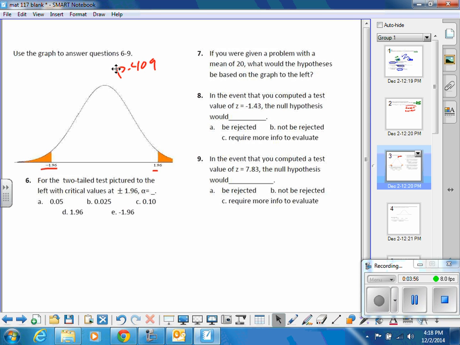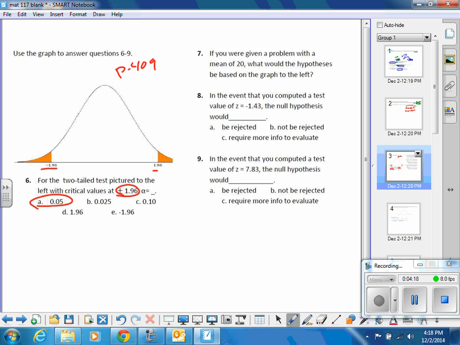Now, this is asking for a two-tailed test pictured here. They tell you the critical values. So you need to figure out which alpha corresponds to a two-tailed 1.96 critical value. If you look at the chart in the back, you'll find out that it would be this 0.05 alpha. If you look at the chart on page 409, you would also see that it's a 0.05 alpha.